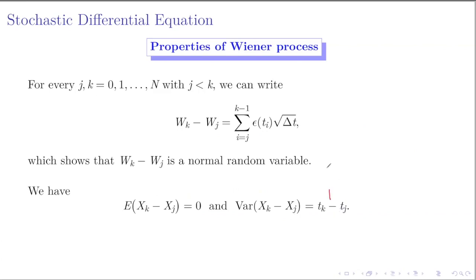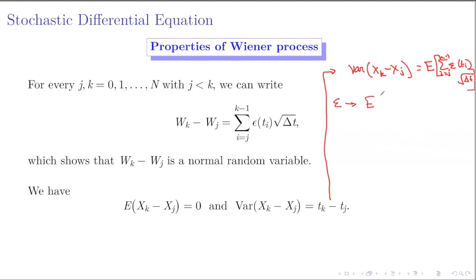How will you see this? Well, you can write the variance of xk minus xj is equal to the expectation of the sum over i equal to j+1 to k of epsilon of ti into root delta t, squared. Now, by definition of epsilon, we know that the expectation of epsilon xk into epsilon xj is 0. This is one of the assumptions that we had in the Gaussian white noise definition, as long as k is not equal to j, of course.